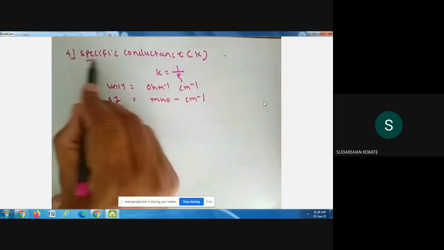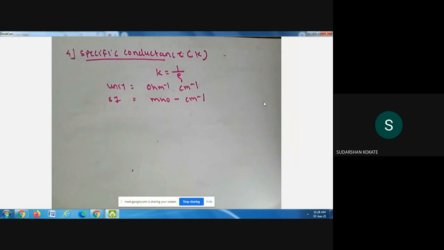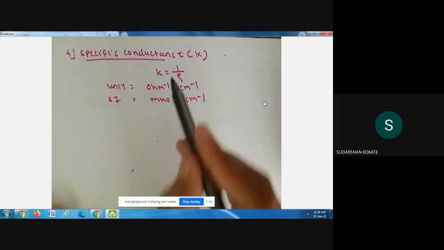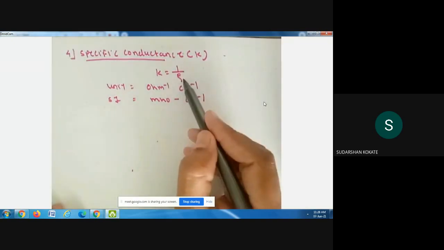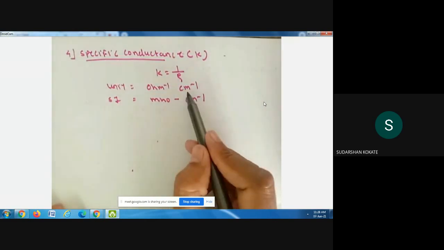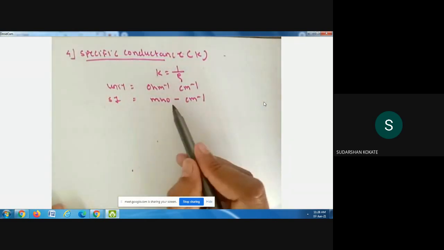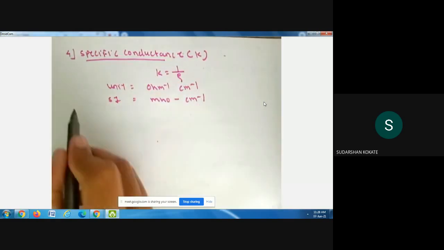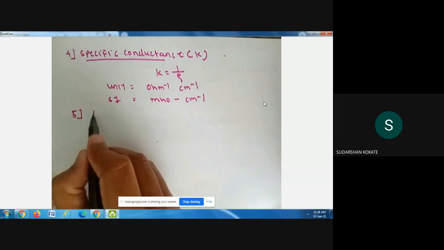What is specific conductance? It is the conductance between opposite faces of a cube, 1 centimeter of edge. Mathematically it is the reciprocal of specific resistance, meaning k equals 1 upon rho. It is called specific conductance, and its unit is ohm inverse centimeter inverse, and the SI unit is mhos centimeter inverse, right?